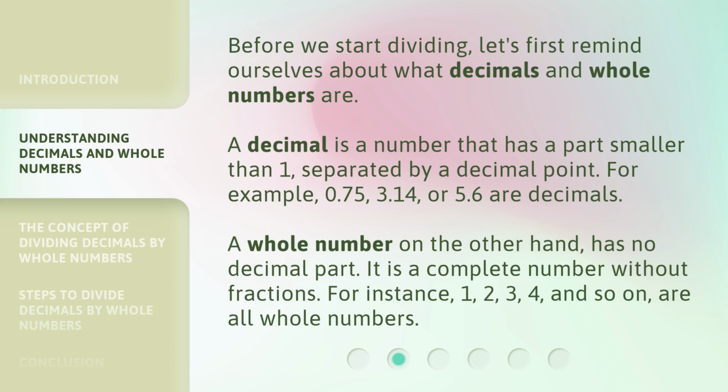Before we start dividing, let's first remind ourselves about what decimals and whole numbers are. A decimal is a number that has a part smaller than 1, separated by a decimal point. For example, 0.75, 3.14, or 5.6 are decimals. A whole number, on the other hand, has no decimal part. It is a complete number without fractions. For instance, 1, 2, 3, 4, and so on, are all whole numbers.